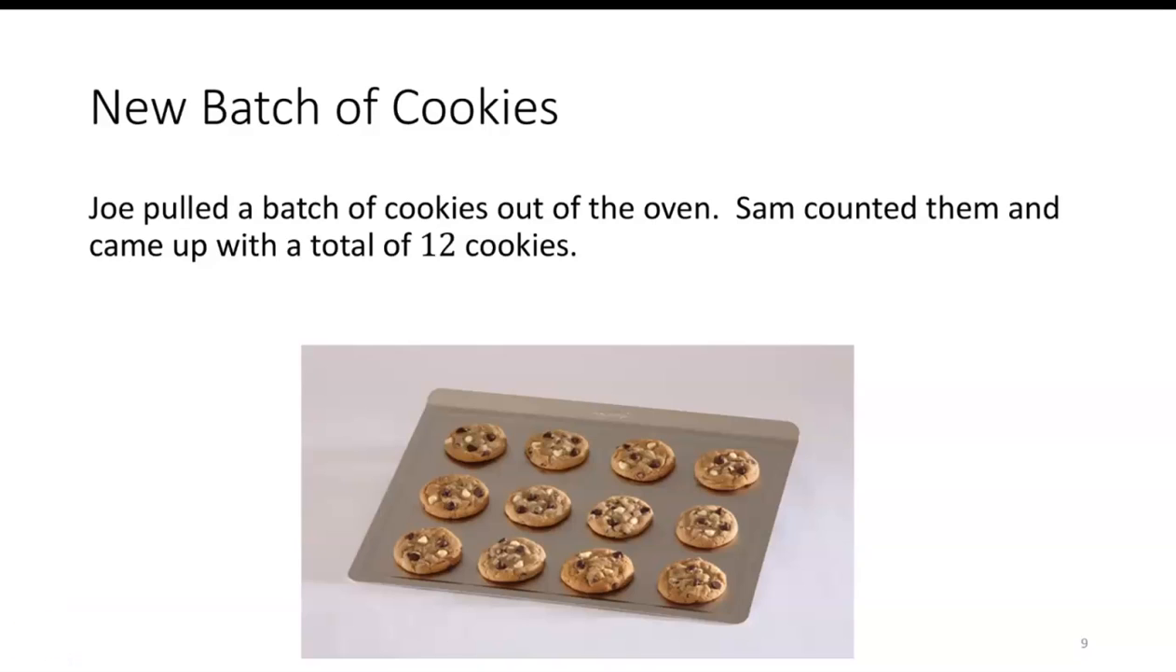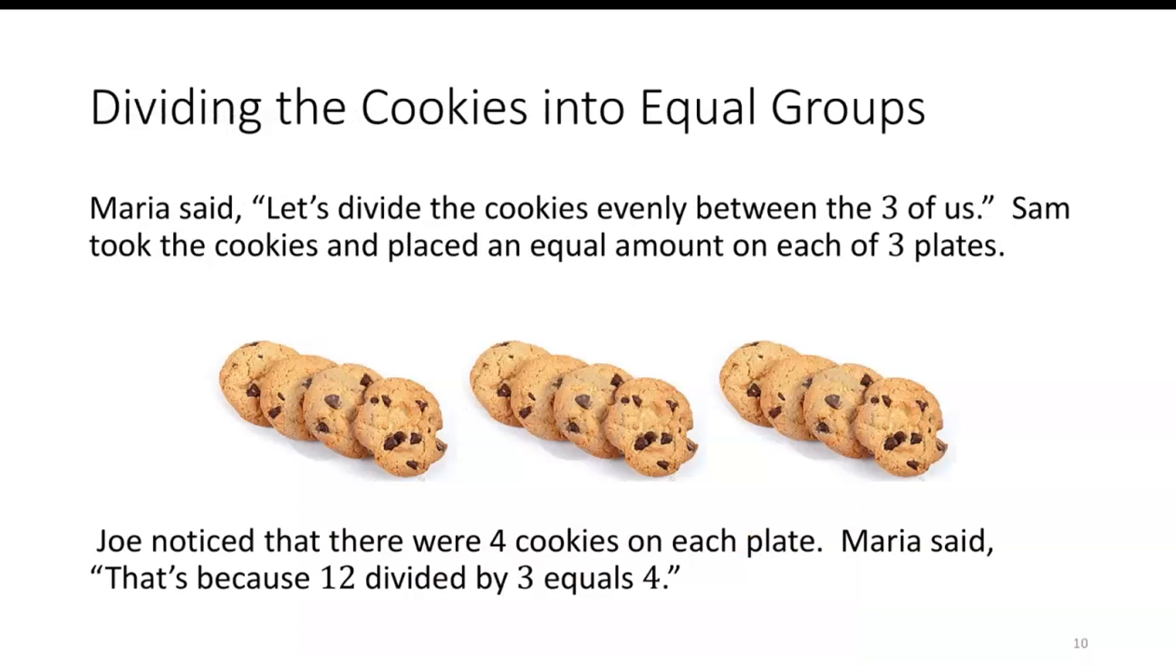Suppose Joe pulled a batch of cookies out of the oven. Sam counted them and came up with a total of 12 cookies. Maria said, "Let's divide the cookies evenly between the three of us." Sam took the cookies and placed an equal amount on each of 3 plates. Joe noticed that there were 4 cookies on each plate, and Maria said, "That's because 12 divided by 3 is equal to 4."